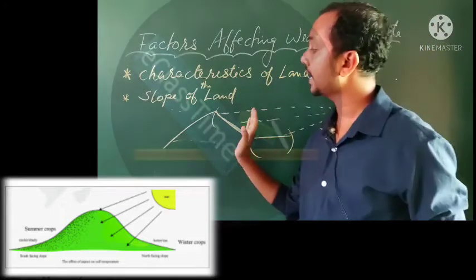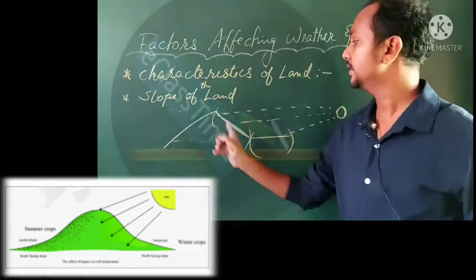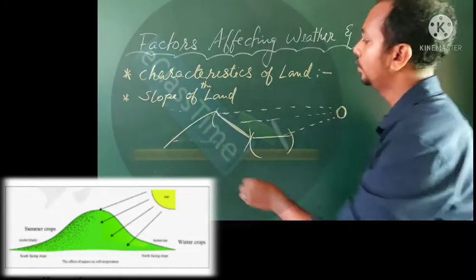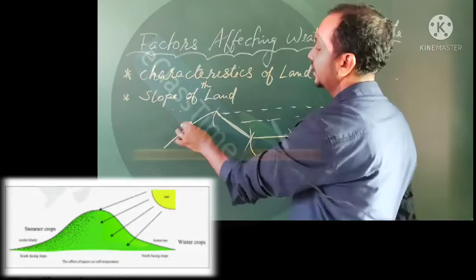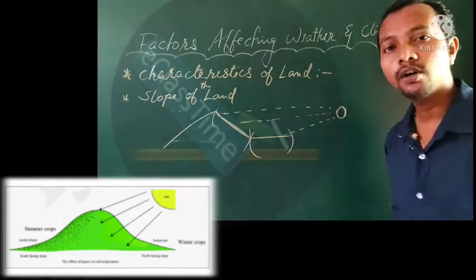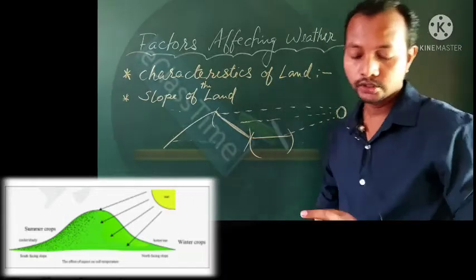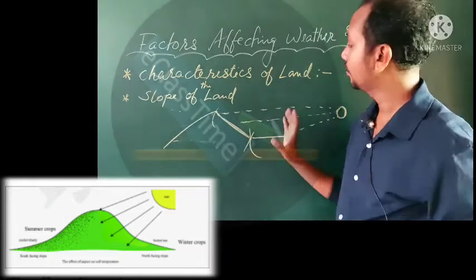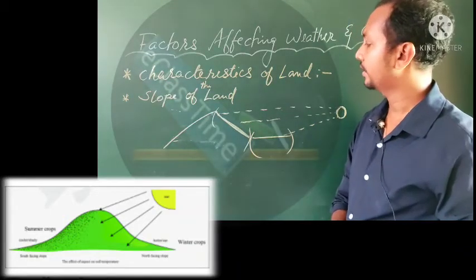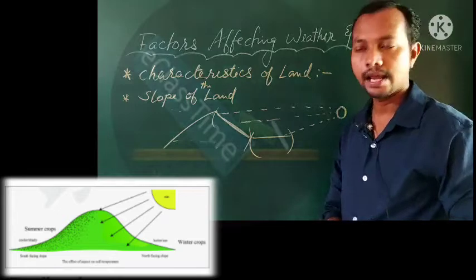And on the other hand, the other slope of the land will be getting either no sunshine or very little sunshine. Okay dear friends, so this is how the slope of a land affects weather and climate.